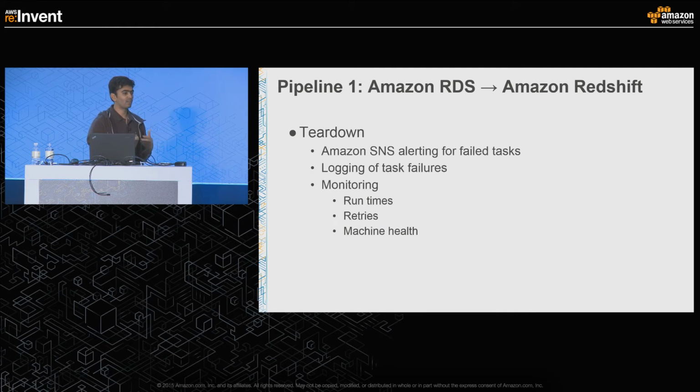The next thing that is automatically done is tear down. Whenever your pipeline finishes, it will run a tear down step. So if you see a failure on your pipeline, you would get an SNS notification saying, hey, this pipeline failed, this was the error message, and that would be fired off.